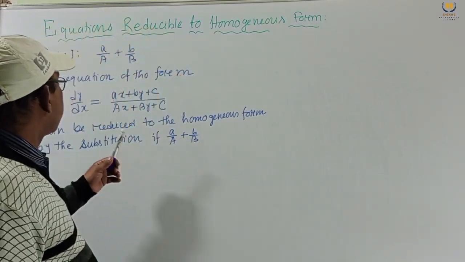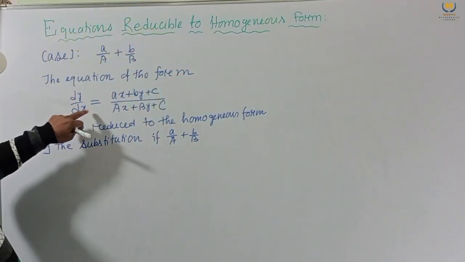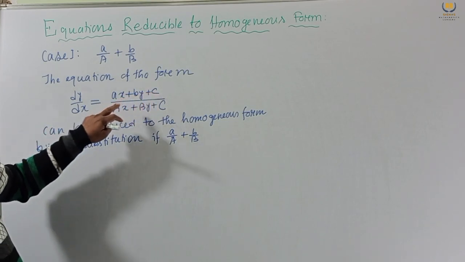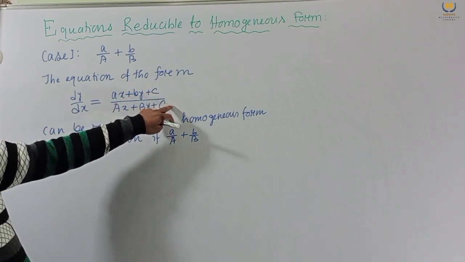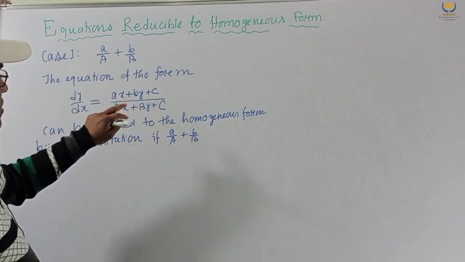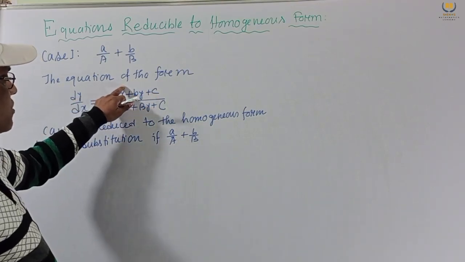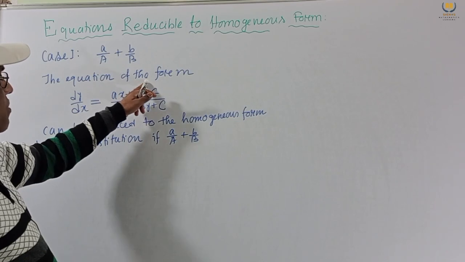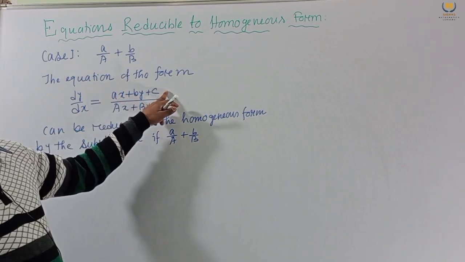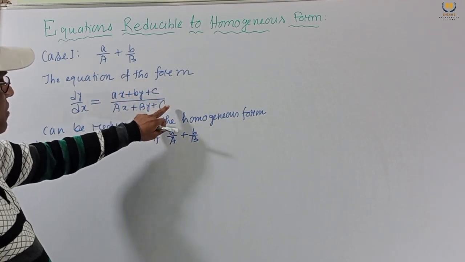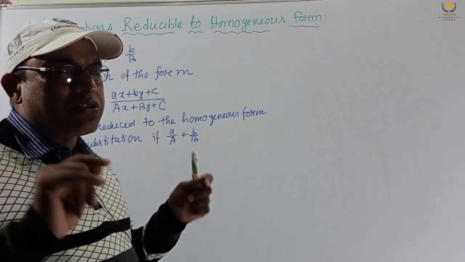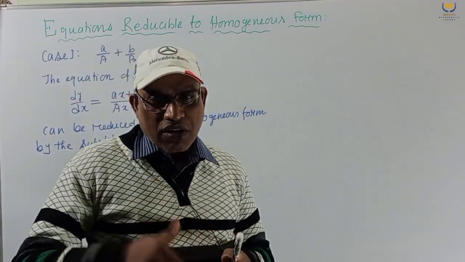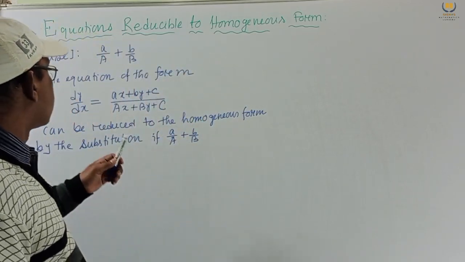Now if we get this equation dy/dx equal to (ax plus by plus c) by (capital Ax plus capital By plus capital C), this is not homogeneous because the degree of x is 1, y is 1, but here xy is not given. Here also xy is not given, only a constant term is given. If a constant term is given, then this is not a homogeneous differential equation. Now we convert to a homogeneous differential equation.